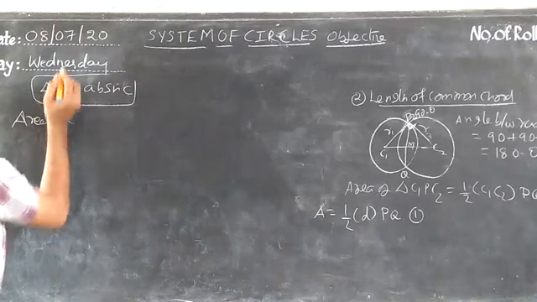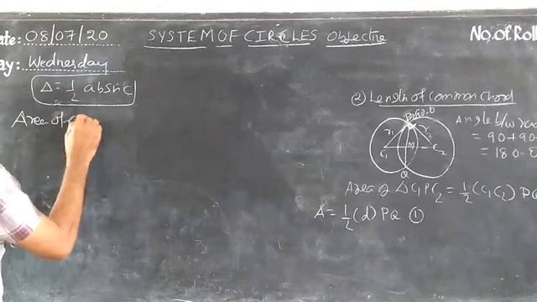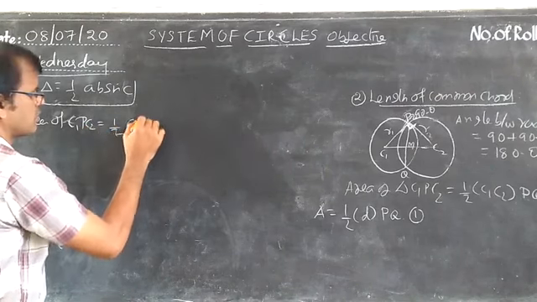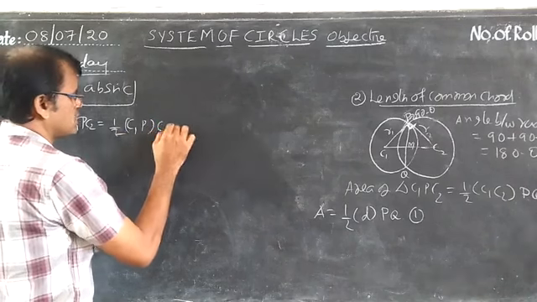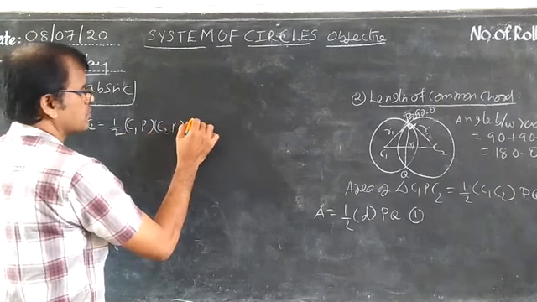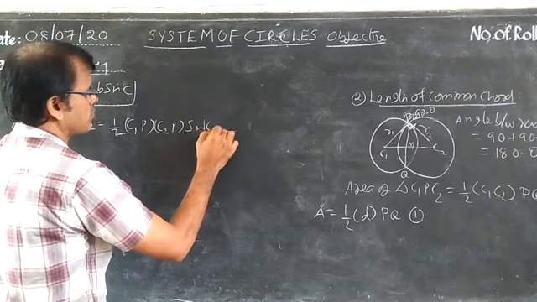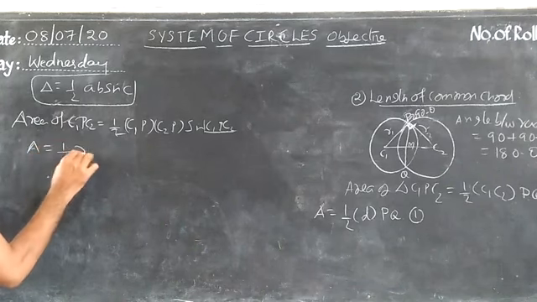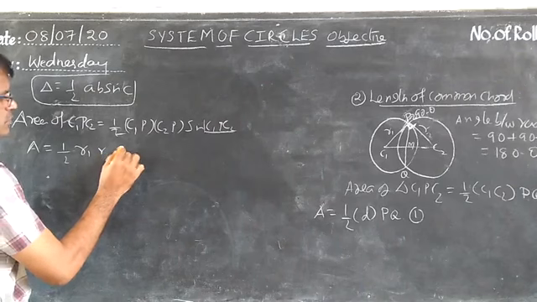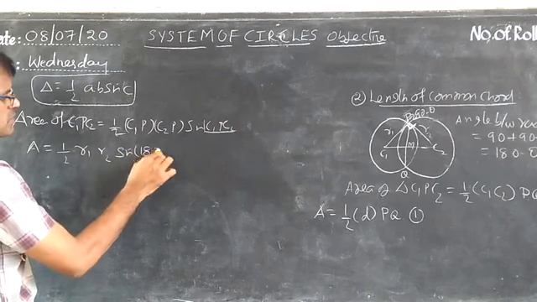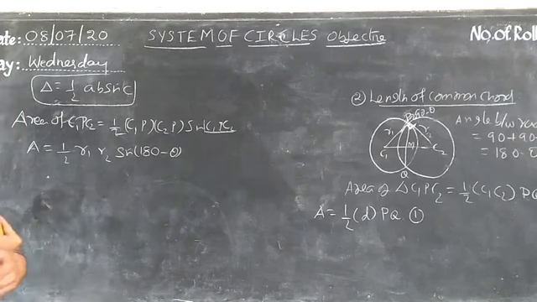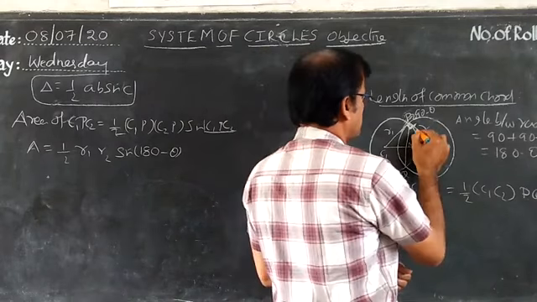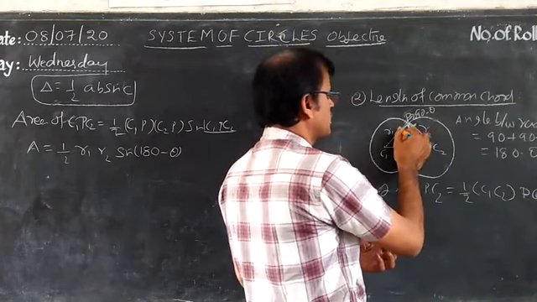Area of triangle C1 P C2 is equal to 1 by 2 into C1P into C2P into sine of the full angle C1 P C2. That implies area is equal to 1 by 2 into R1 into R2 into sine of 180 minus theta. So here, if you take this angle as theta, the total is 90 and this is 90 minus theta.